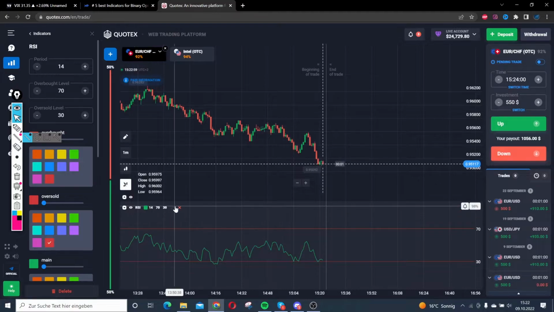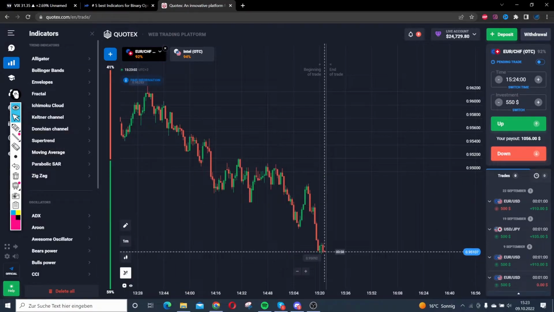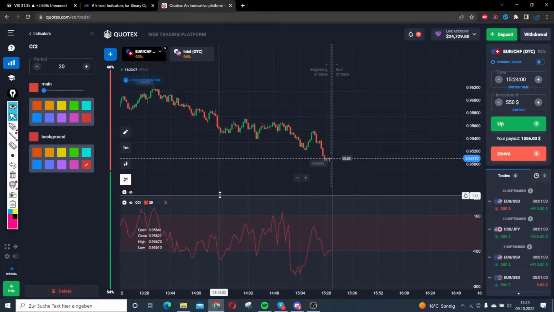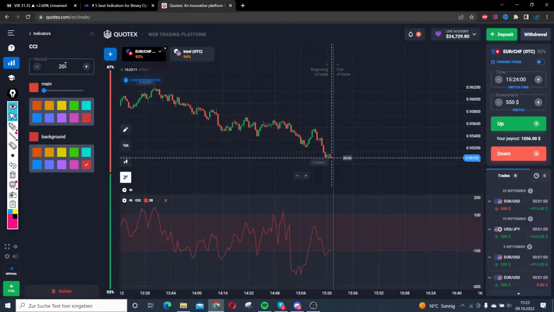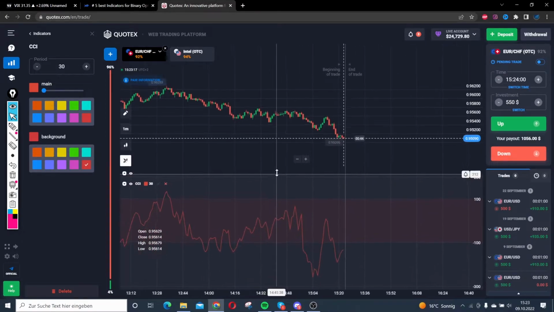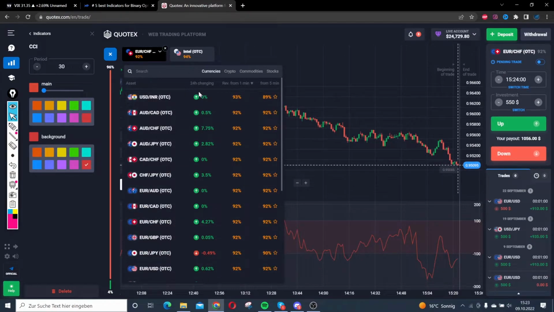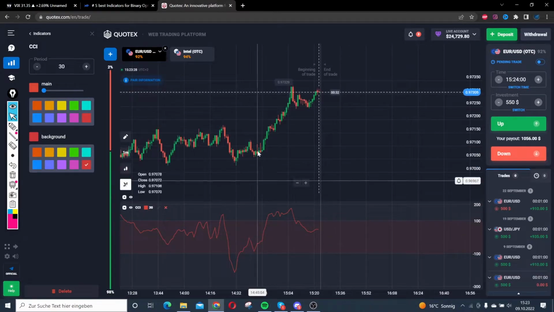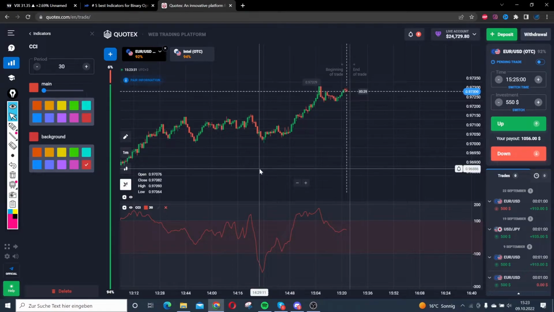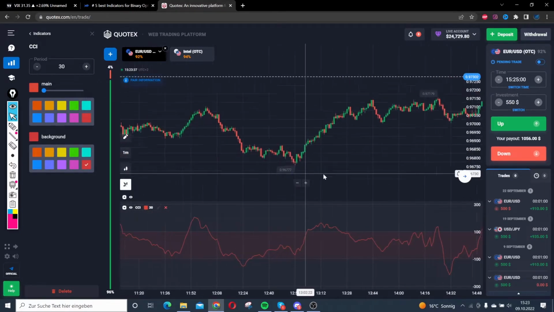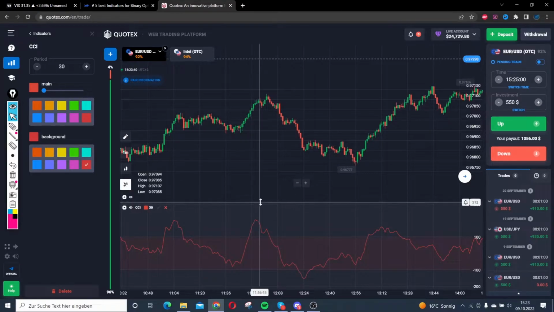If I go here on the platform, I can add the CCI quickly for you. Here's the CCI, and for me personally, I'm using a period like 30 or 25. Now I'm here on the 30 period, and this is a long-term indicator. Let me change the chart for a second to the euro dollar. So it shows me where the nice turning points are. It analyzes the last 30 candles, and we can see here the entry points are there.